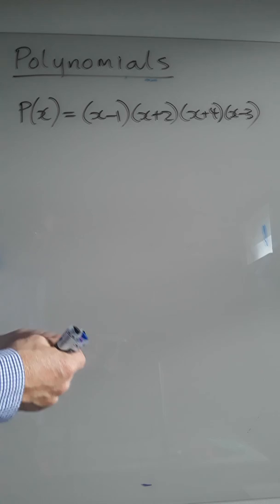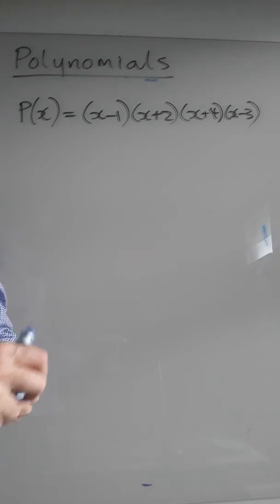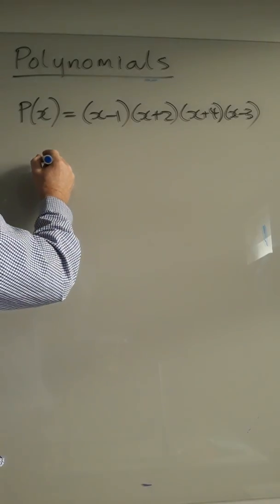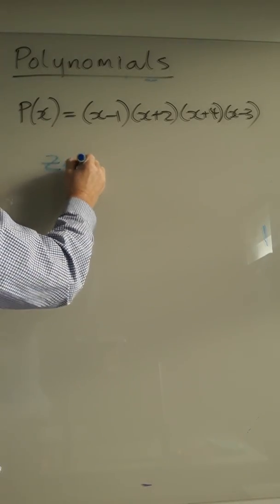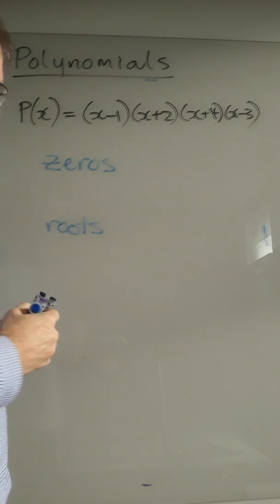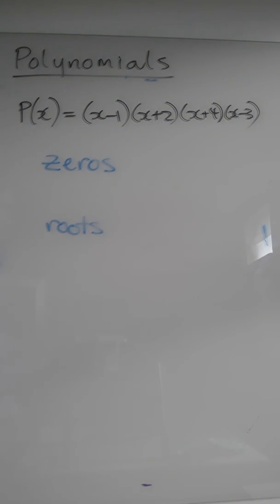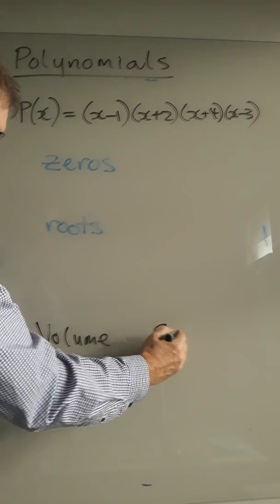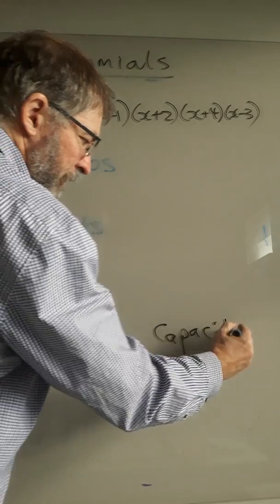factorised it for you. There's a couple of words that we might be able to find when it's written in that way. The first thing is zeros of a polynomial, and the next is roots. Now these words mean much the same thing, in the same way as volume and capacity in most people's minds mean about the same thing.